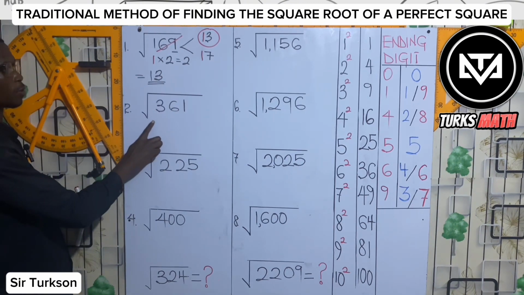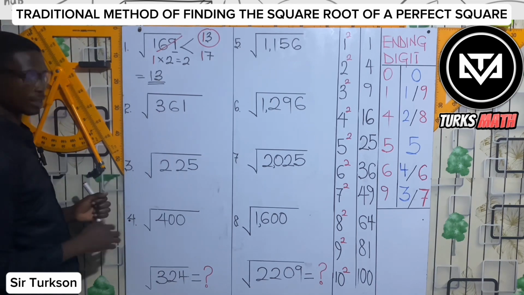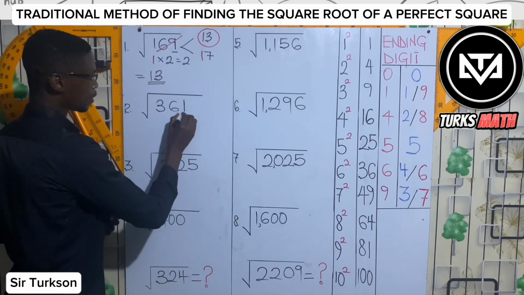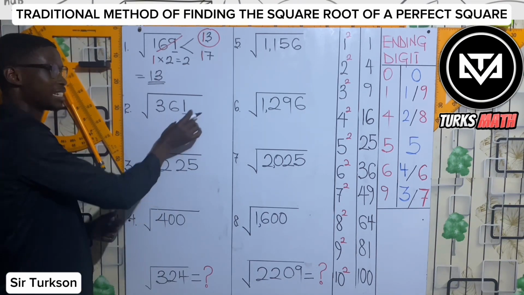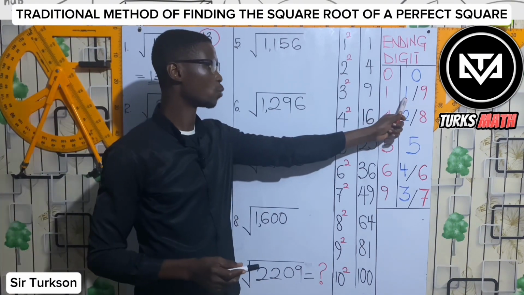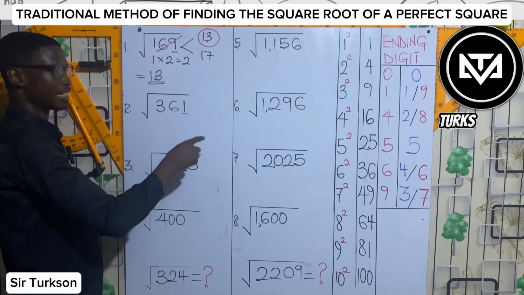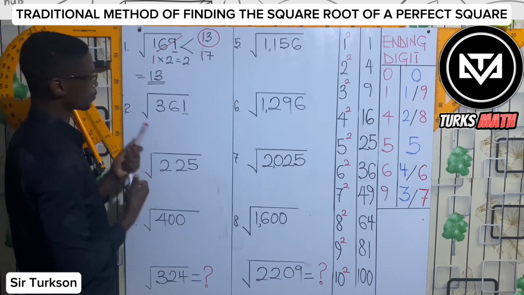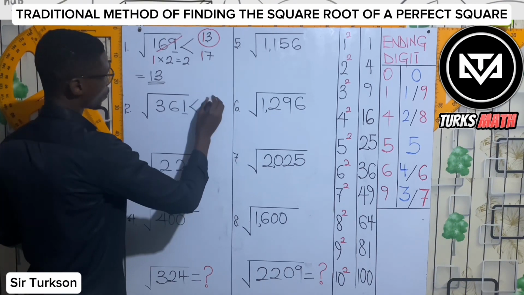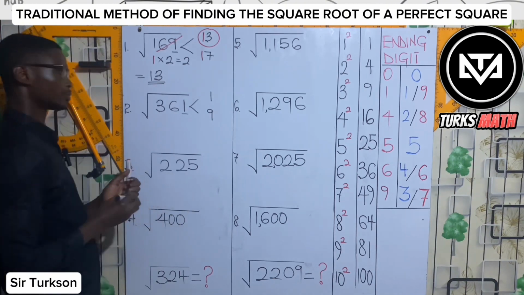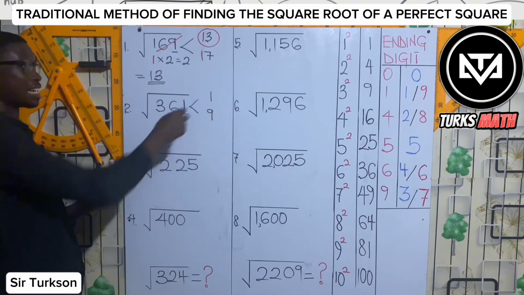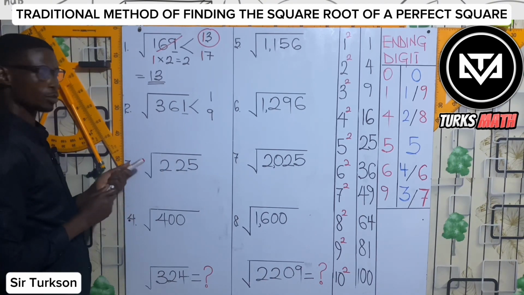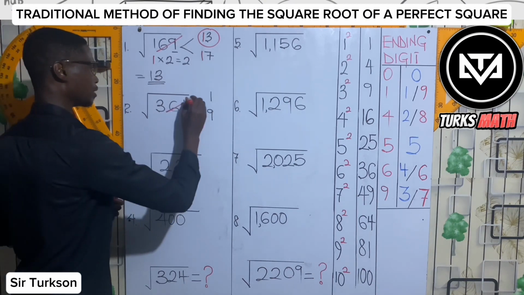Now, example 2, square root of 361. The first thing you're supposed to do is to identify the last digit. So what is our last digit here? 1. Which two numbers give us the last digit to be 1? When it comes to the chart, that is 1 and 9. So 1 and 9 give us the last digit to be 1. So if you have 1 and 9 to be your last digit, now the next step is to rule out the first two digits here. So I'll take out 6 and 1.